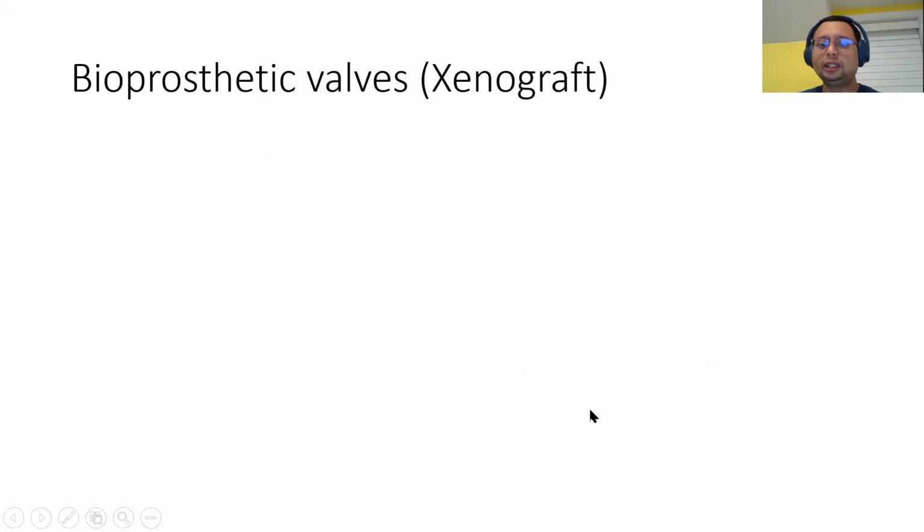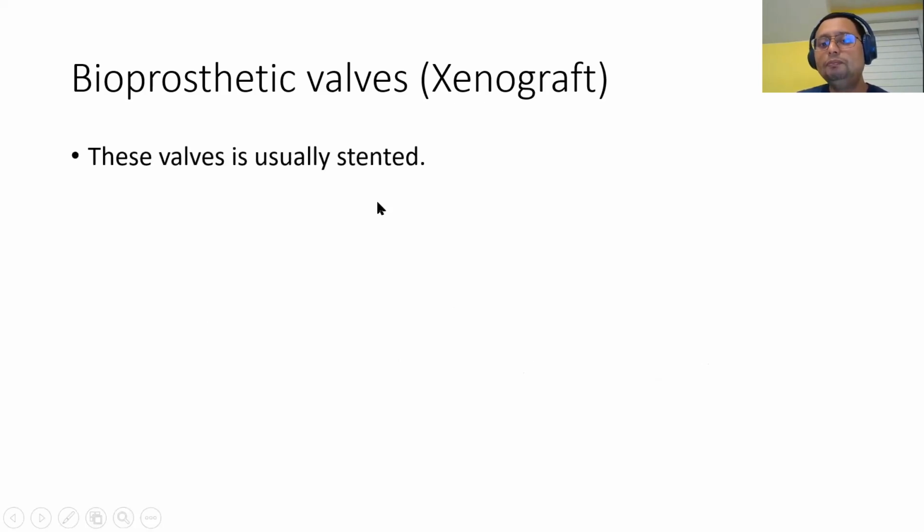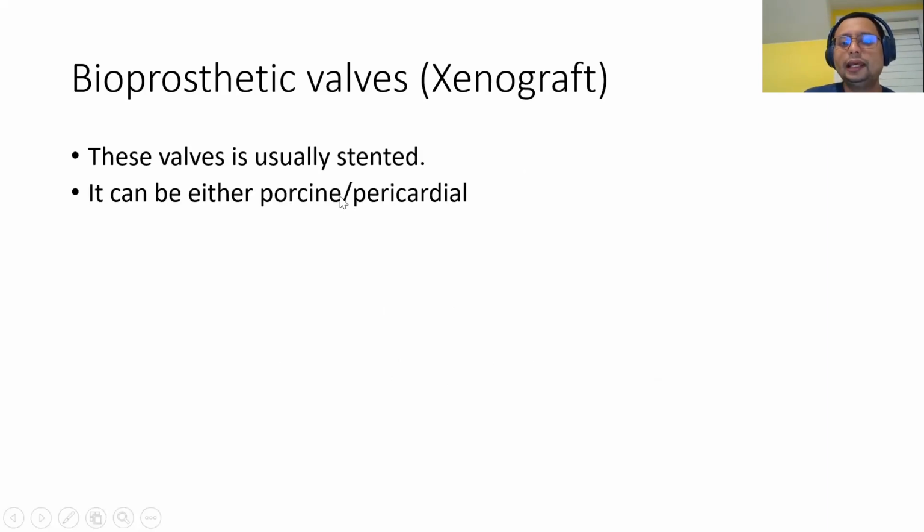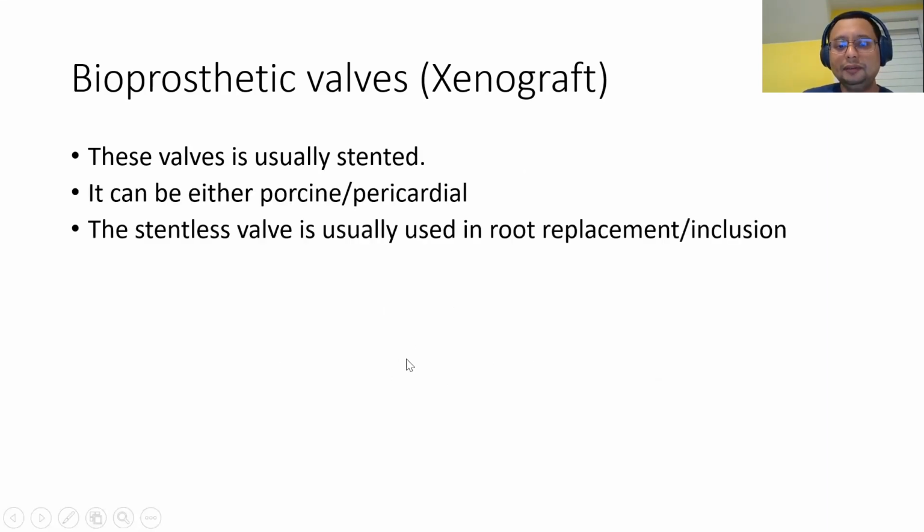What about bioprosthetic valve? Bioprosthetic valve, otherwise known as xenograft. Why xeno? Because it comes from other animals. Remember that it is either pericardial or porcine. Whenever you talk about bioprosthetic, pericardial or porcine. So the valve is usually stented. It can be either porcine or pericardial.